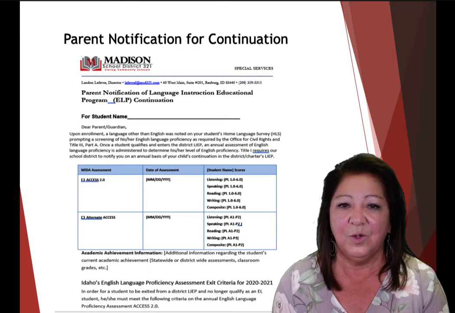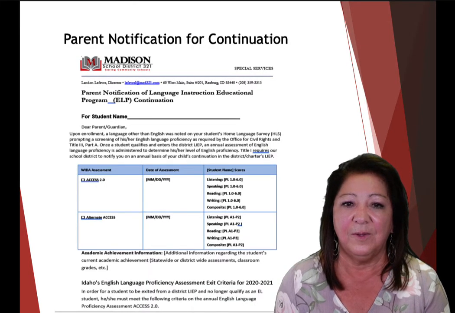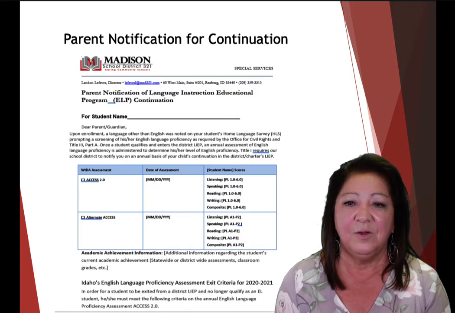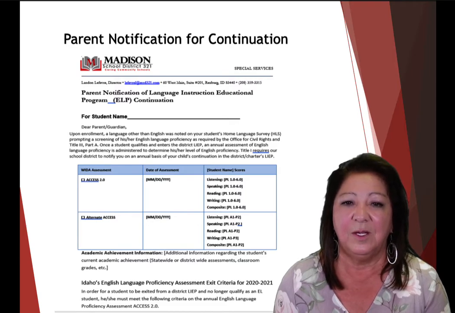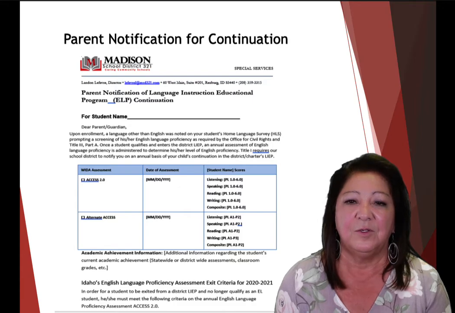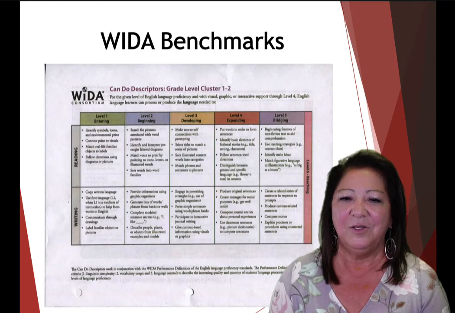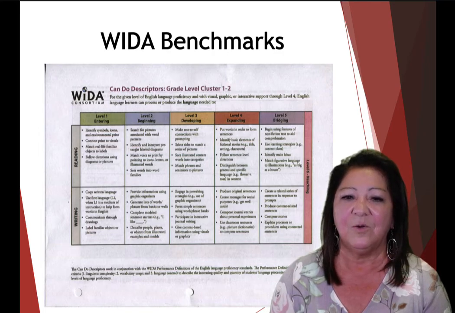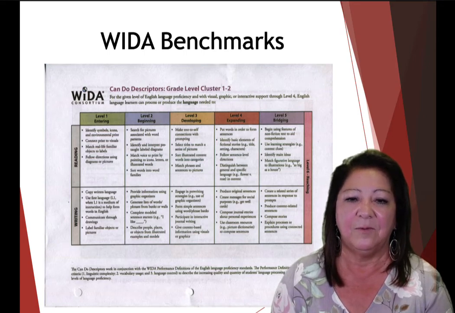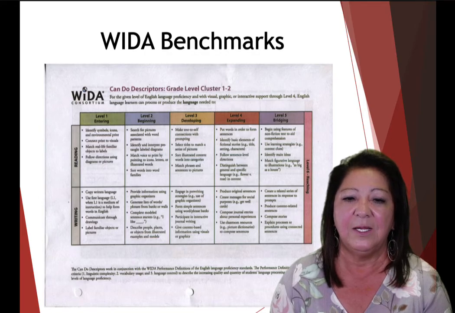With our students who qualify for our program, we have a parent notification for continuation. These are test scores that they took in the spring, and so they are still in our program, and the parent needs to be notified each year for their student that is in our program. These are our can-do descriptors that we have for each grade level, and if a student's test scores are in level 2, then we begin with level 2 beginning, and if they're on level 3, then we begin with developing, and that's for each domain that we have for reading, listening, writing, and speaking.